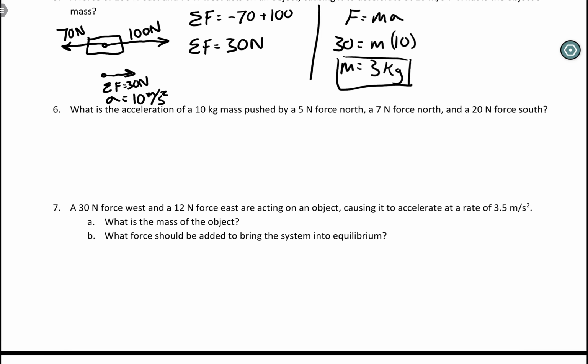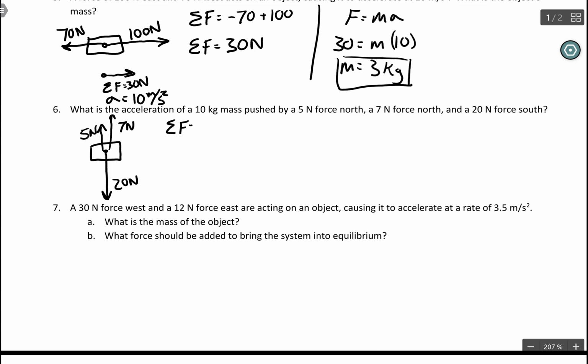Number 6. What is the acceleration of a 10 kilogram mass pushed by a 5 Newton force north, 7 Newton force north, and a 20 Newton force south? Same process. Free body diagram. We got two forces pointing north, 5 newtons and 7 newtons. Then we have a 20 Newton force south. So this is almost like number 2.